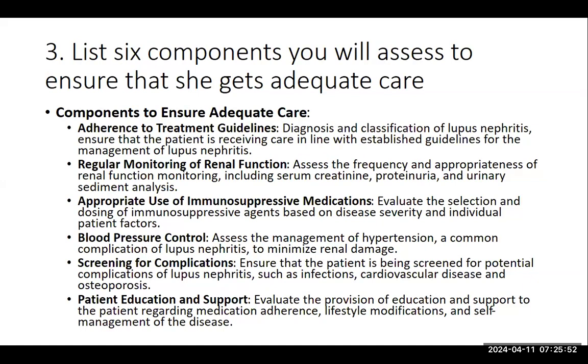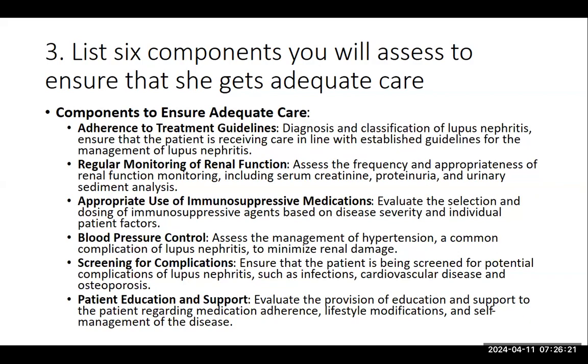Then the next one is appropriate use of immunosuppressive medication. We evaluate the selection and dosing of immunosuppressive agents based on the disease severity and individual patient factors. Whether she needs the dosage, is it adequate for her, or we are underdosing or overdosing the patient. And also the side effects of this medication will be assessed, whether we are monitoring the side effects of the medication or not.